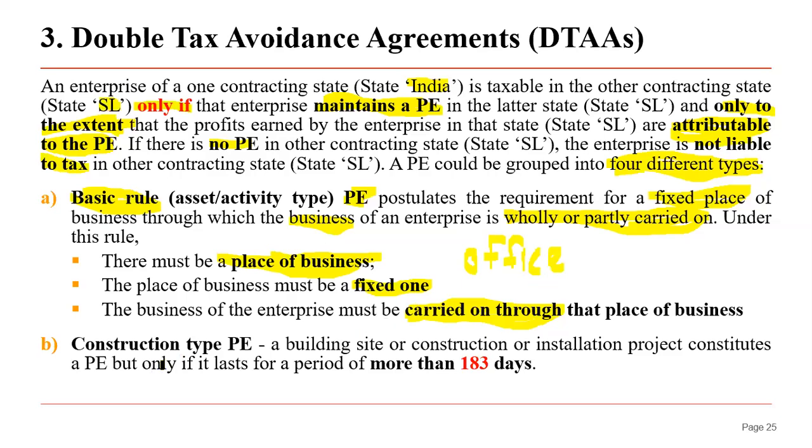Then the construction PE. What is construction PE? What is meant by construction PE? Construction PE is a different one. It is a business site, sorry, building site or construction installation project that constitutes a PE again. Then the keyword is building site, construction, or installation project.